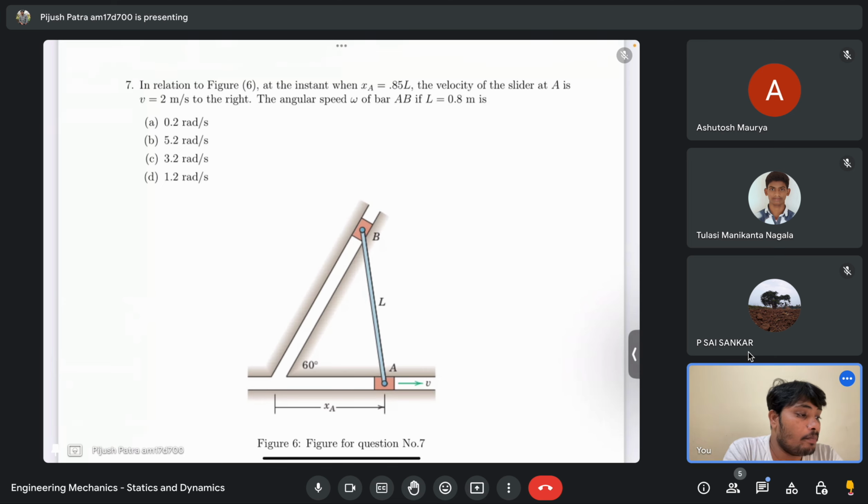So it is just two sliders connected by a rod, which is AB, whose length is given. You need to calculate the velocity of the slider A, which is along the horizontal x direction, when its distance from the origin, XA, is given as 0.85 L, where L equals 0.8 meter. Then you need to calculate the angular speed omega of the bar AB when V, L and XA are given. You are asked for the angular velocity of that rod AB.